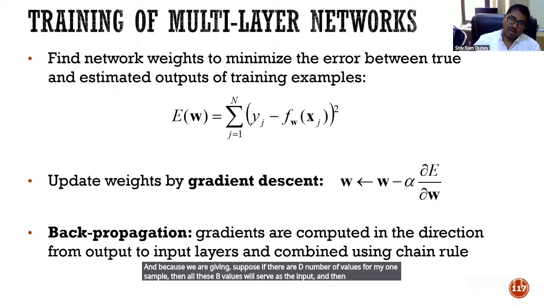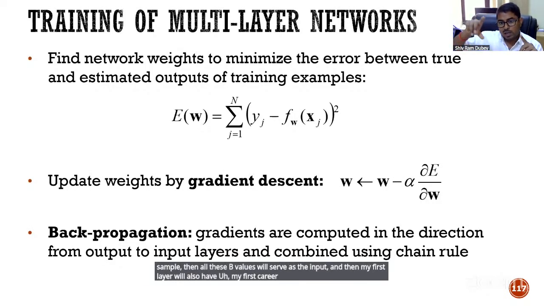And then my first layer will have, suppose, k neurons. Then every neuron will also have d parameters. And then every value of my input will get multiplied with the corresponding w values. And that's how we perform this w dot x plus b.